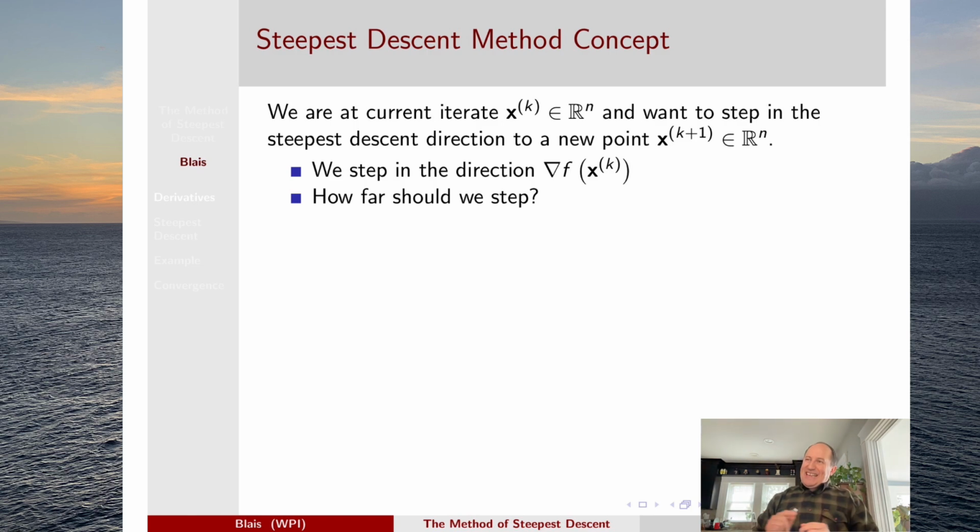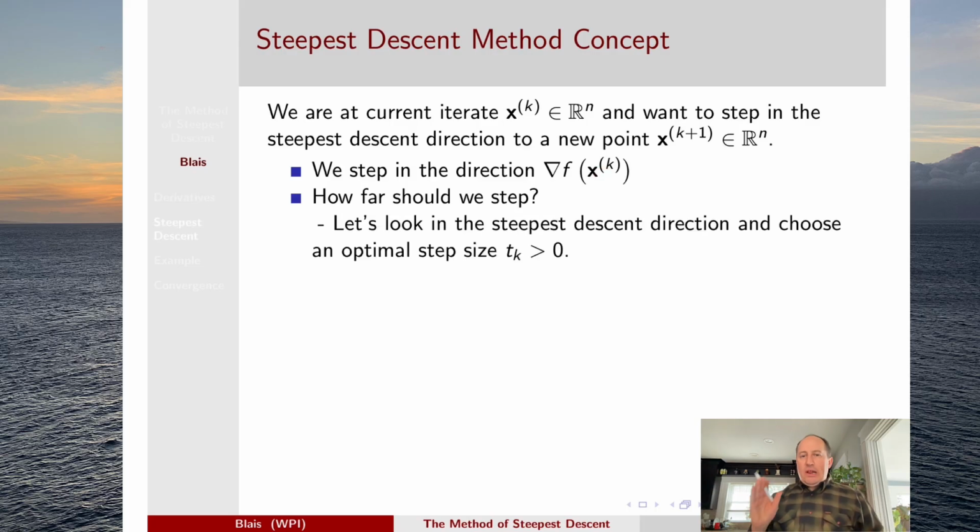The next question is, how far should we step in that direction? And this is a fundamental concept in what we call line search methods, of which steepest descent is one of the most famous. In line search methods, you pick a direction in which you will step from x to a new point in Rn. So once we pick that direction, the question is, how big is the step? And that's what we now need to figure out. So we're going to step in the direction of the gradient of f at our current iterate xk. We want to look in that direction and make an optimal decision.